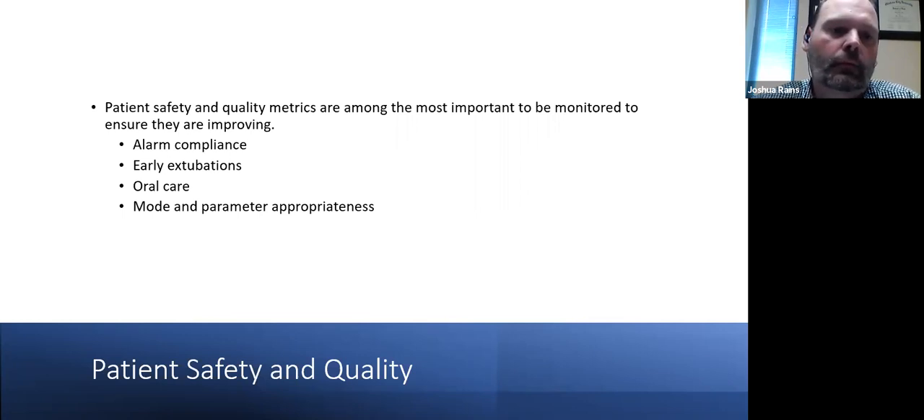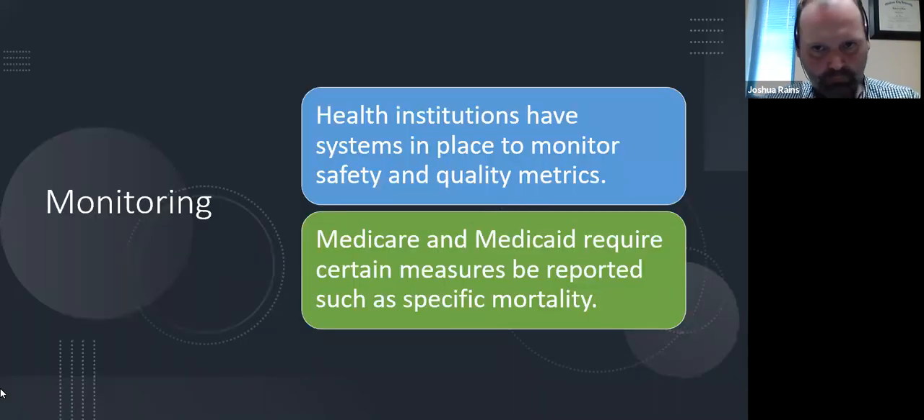that patient safety and quality metrics play into mechanical ventilation. So, a lot of governing entities like Medicare and Medicaid will require certain metrics to be reported up. It's mandatory, things like specific mortality. And most hospitals, I'm sure all hospitals, have metrics they track.